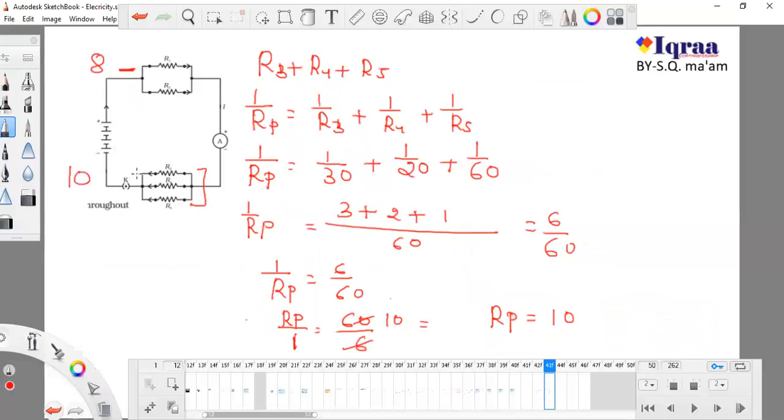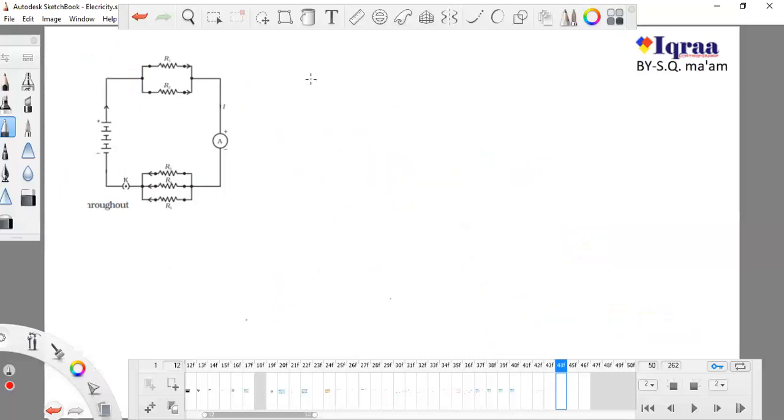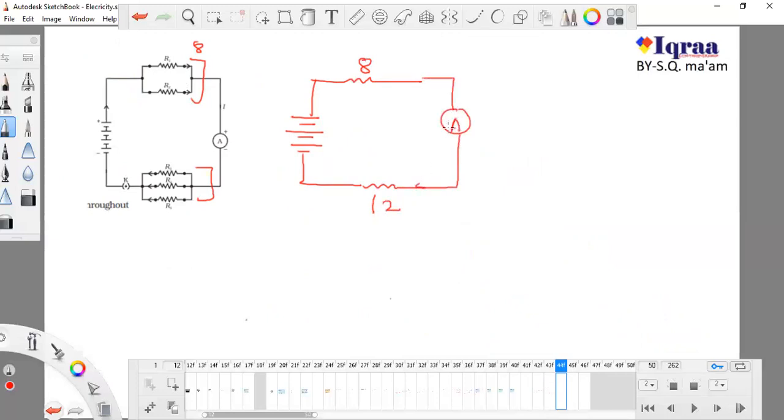Now I have to draw this again. What should I do in drawing this? Now the value of this entire part is 8, and the value of this resistance is 12, and this is the ammeter. Now this is my rebuilt circuit, and this is how it looks originally.